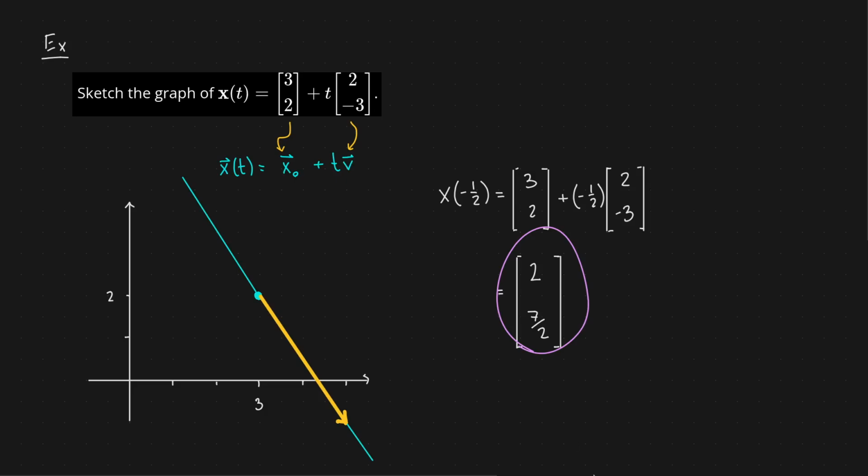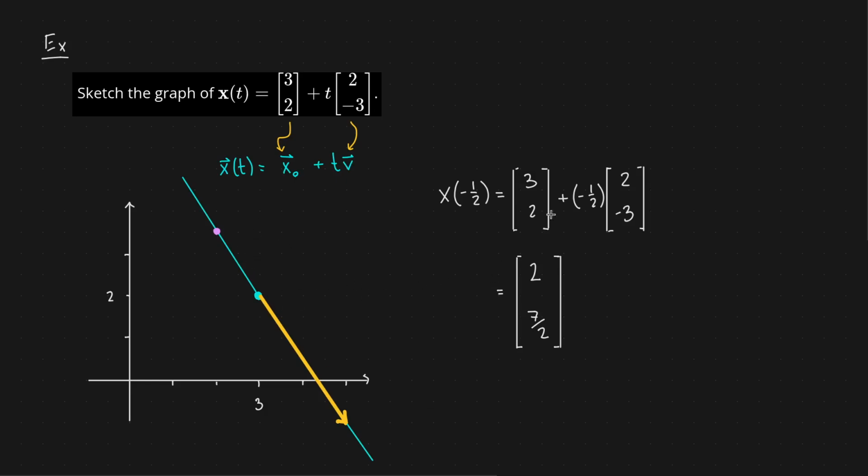And so if I find (2, 7/2), so 2 is right here, and then 7/2 is 3.5. There's 3, so 3.5's right here. That gives me my point right here. Okay, and it's on the line, right?